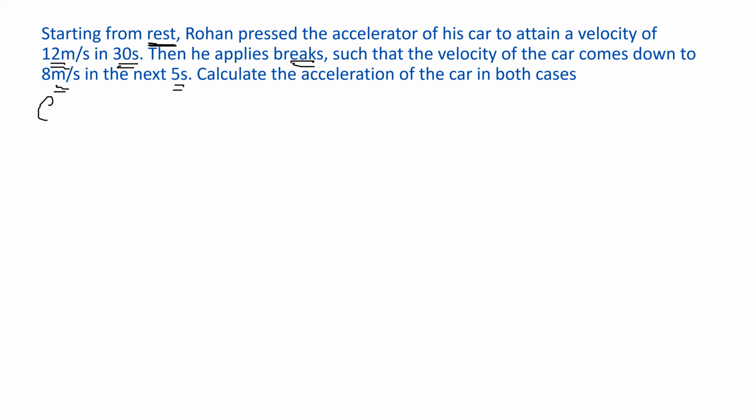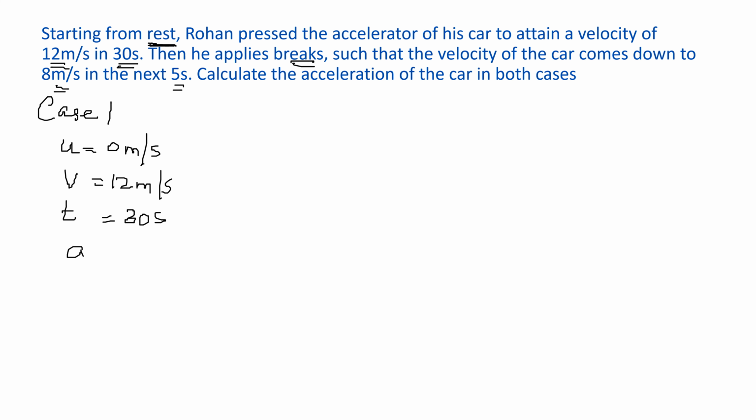So let's take case 1, where the car starts from rest. So that gives us a clue that u should be taken as 0 meter per second. Then it accelerates to 12 meter per second. So v is equal to 12 meter per second, and that happened in 30 seconds.